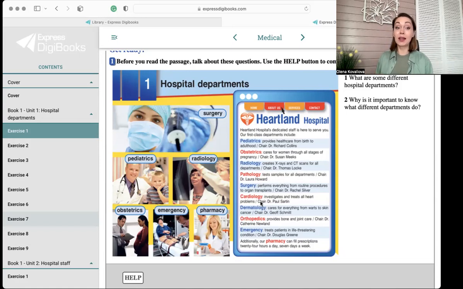Зробимо з вами невеличке правило. If our department has suffix G, like radiology, cardiology, and so on, we will put suffix ist at the end. Radiologist, cardiologist, dermatologist. But if our department has the suffix X, like pediatrics, obstetrics, we will put the suffix ician, pediatrician, obstetrician. What else?